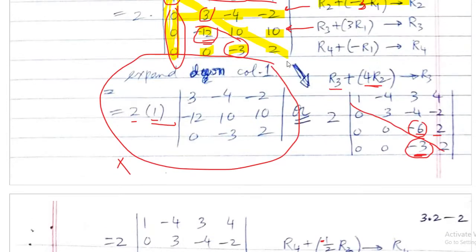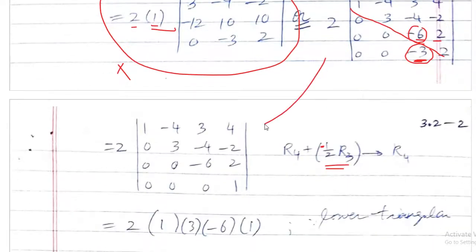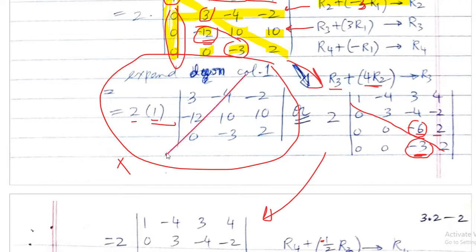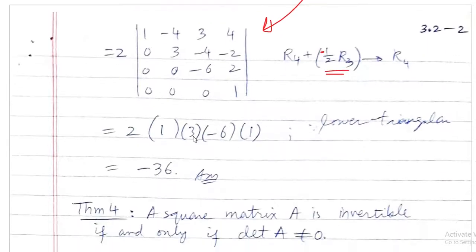Why I did this? I came from here to here and then from here to here. So I skipped this step. This is one way of doing it. This is the second way of doing it. Now what is the benefit?